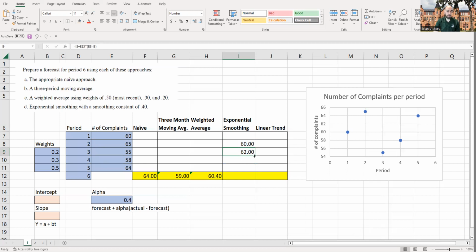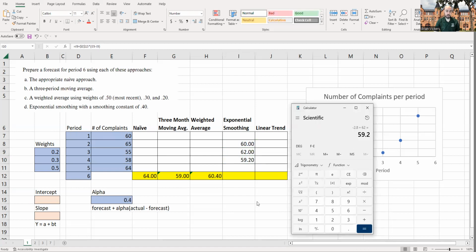Now, here's a trick with Excel. If I want to copy a formula down, it'll work if I do all of my references correctly. Problem is, when I shift a formula down, it's going to try to shift all of these values down by 1. And while the number of complaints, I want to shift from period 2 to 3, and while the value here, I want to shift down as well, what I don't want is for this alpha to move. So what I have to do when I'm writing my formula initially is look at where the alpha is, E15. And I can add a dollar sign before the E, and that locks in the column. And I can add a dollar sign before the 15, and that locks in the row. And when I do that and copy it down, it locks that value into place, and you can see I get 59.2, which is the same value I got on my calculator.